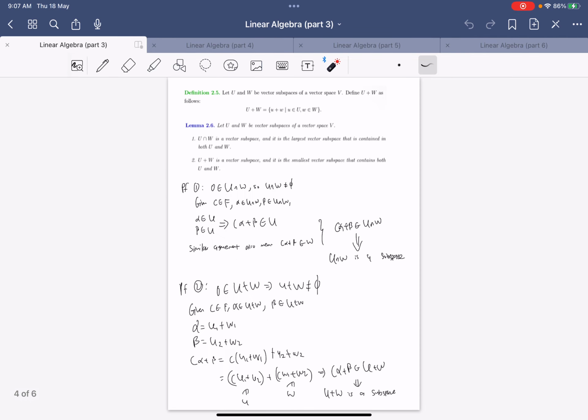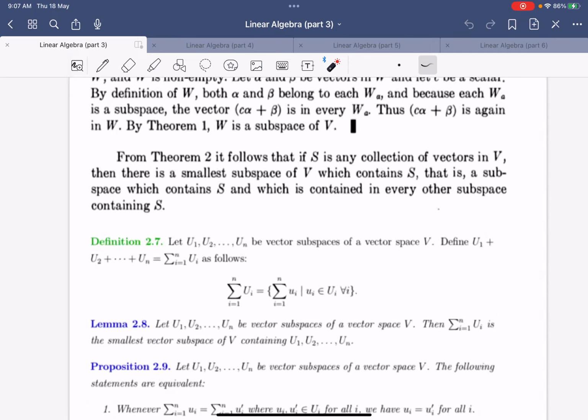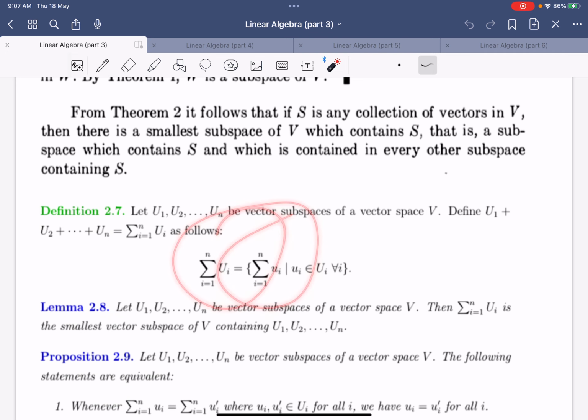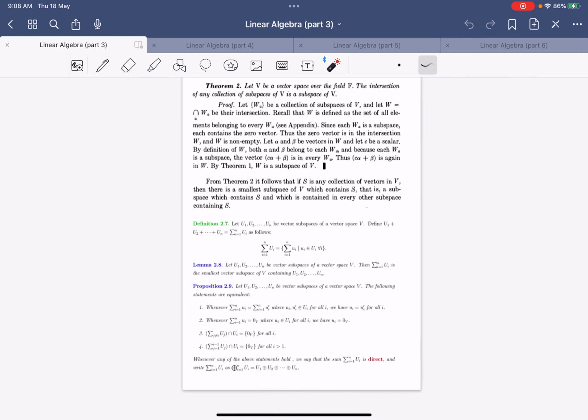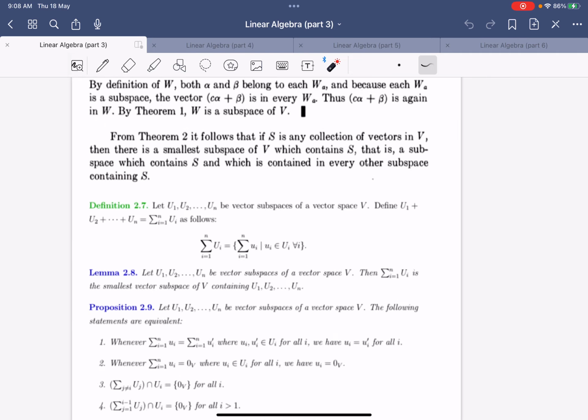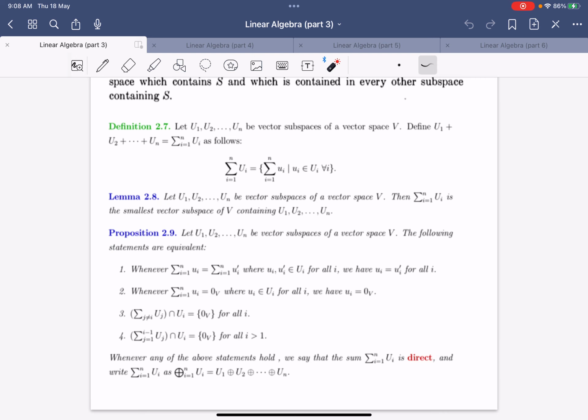And then we generalize our sum of two subspaces to a sum of n subspaces as follows. We can also show that this will be a vector subspace containing these, by induction. And we say that this sum is direct when it satisfies any of the following statements, because they are equivalent.